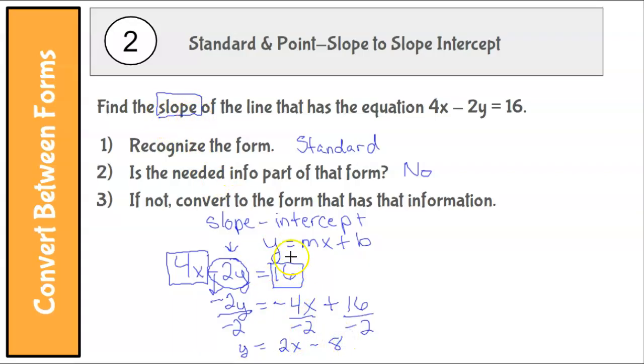Find the slope. Well, we know slope is m. It's the coefficient of x when it's solved for y. So the slope is 2.